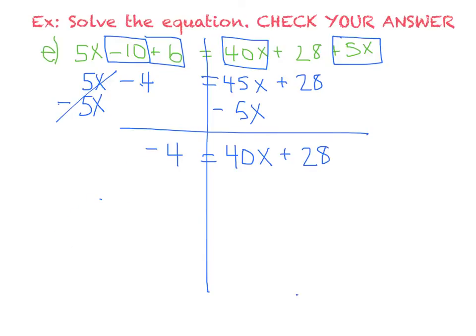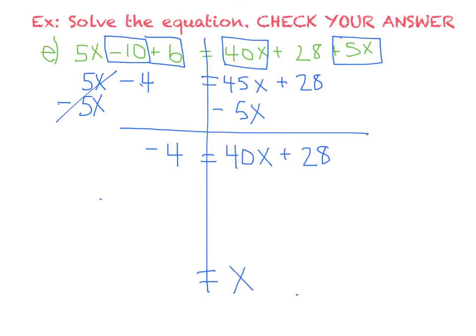We've got a two-step problem. Remember, I want to get my x by itself, so at the end of the problem, I want it to look like this. So I've got two things to move. I need to move this 40, and I need to move this 28. These are the two things I need to move. If I can get rid of the 40 and I can get rid of the 28, then I'll be left with just x.